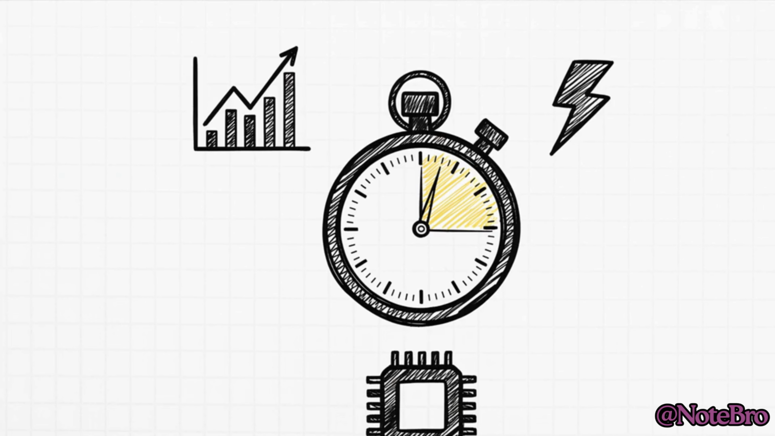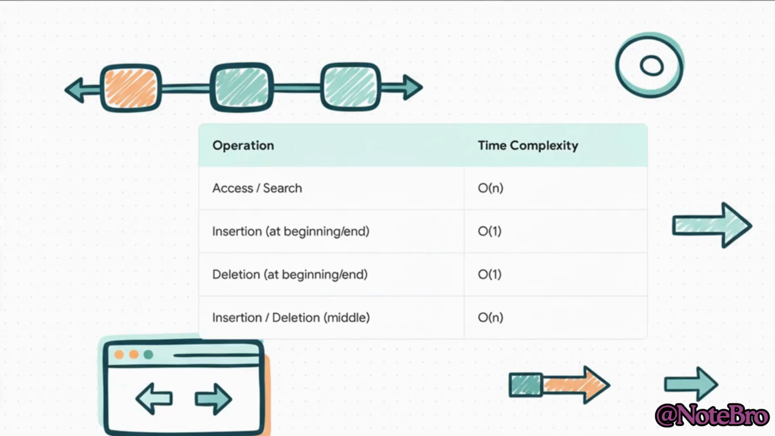Okay, but what's the question every developer really cares about? Performance. How fast is this thing really? Let's get a little nerdy and break down the time complexity. Now this is where it gets really interesting. Accessing a random element is O(n), meaning the time it takes grows with the list size. Makes sense. But look at insertion and deletion at the beginning or end. It's O(1), or constant time. That means it takes the same tiny amount of time whether your list has 10 items or 10 million. That is unbelievably fast and a huge performance win.